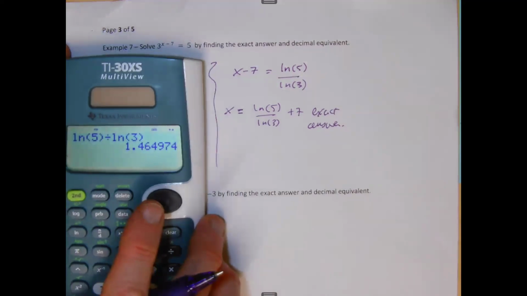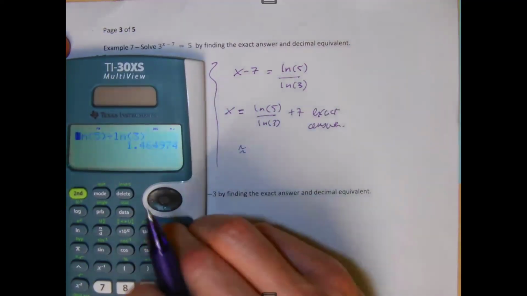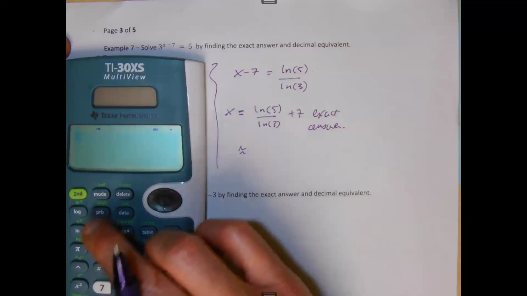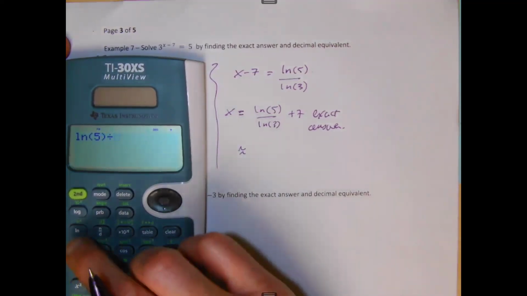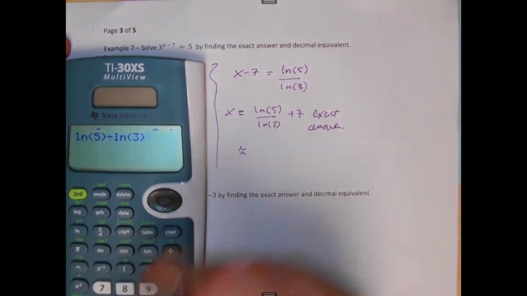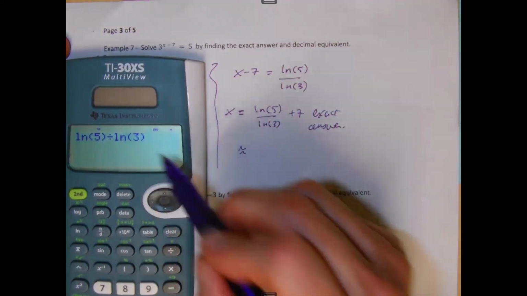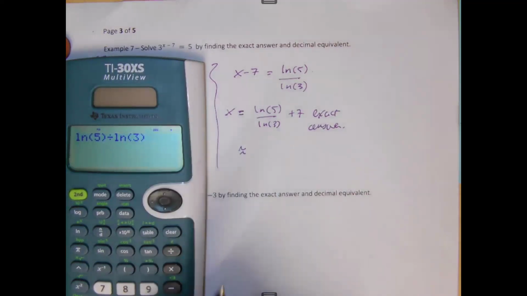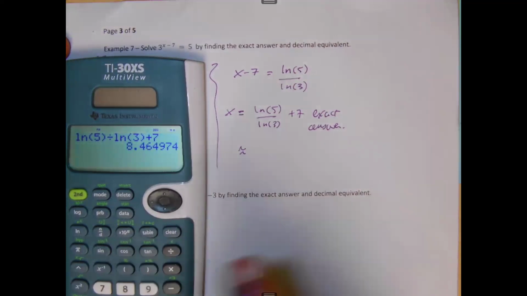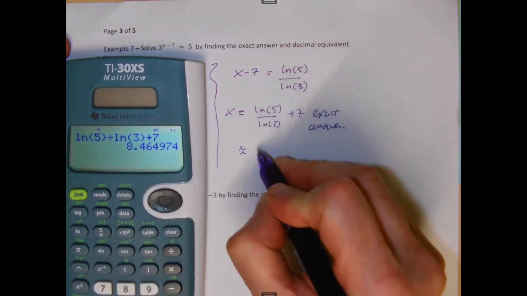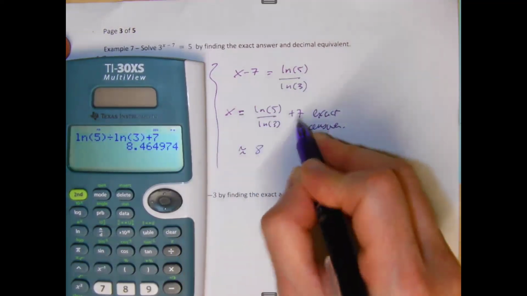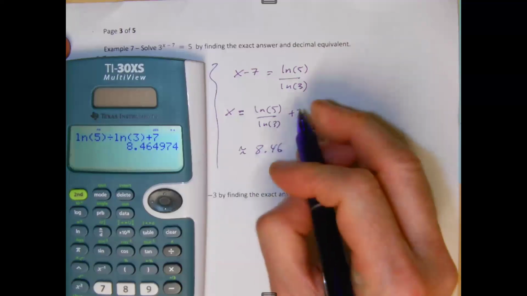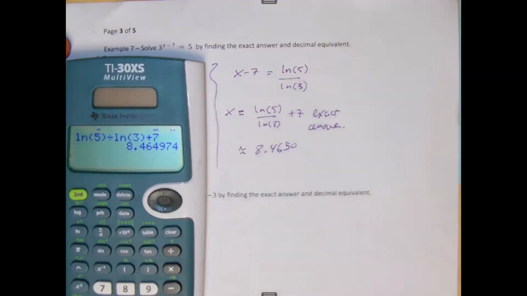If I want to do an approximation to this, I would just take the natural log of 5, close parentheses, divided by the natural log of 3. Again, notice natural log is a function, that's where you have parentheses. And then I add 7 to both sides. And there it is. And that makes sense. The previous value was 1.46 something, and this is just adding 7 to that. So it's almost the same as the previous answer, except I added 7 to it.